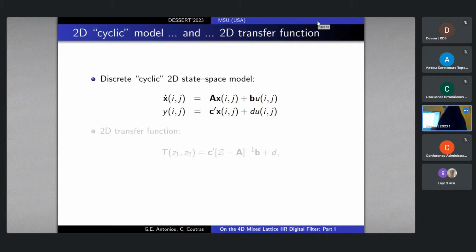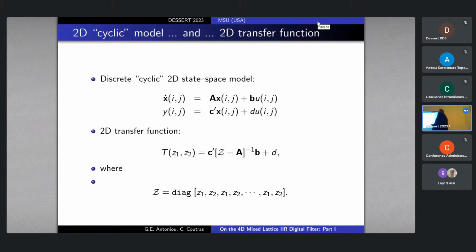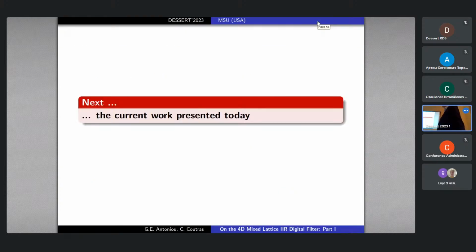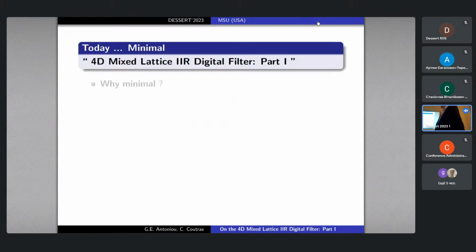And again, applying the 2D Z transform, but in this case, the diagonal Z1, Z2, Z1, Z2. This is in the 2D case. In a 4D case, this is Z1, Z2, Z3, Z4, Z1, Z2, Z3, Z4, and so on. 4D filter.